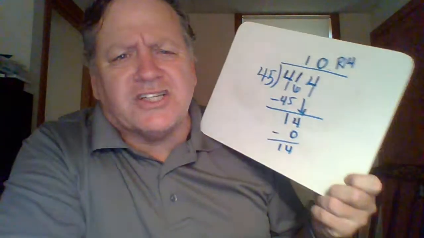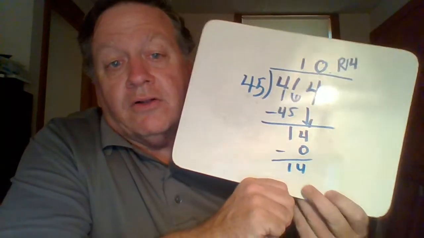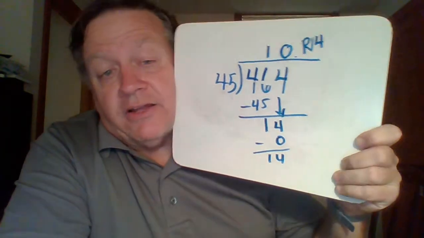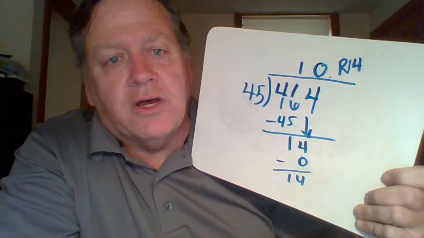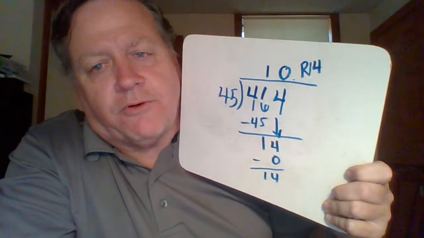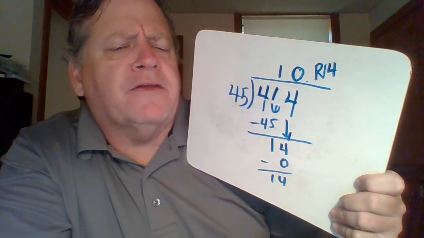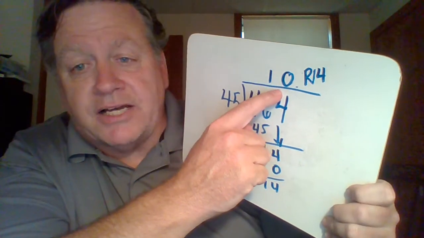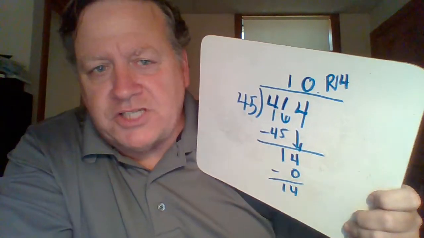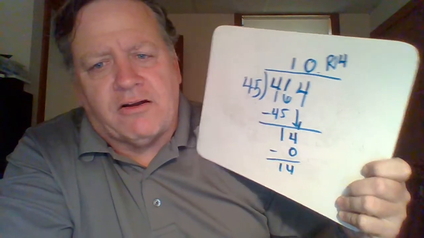But this isn't just a computation problem. This is actually a real life problem that many of your teachers have had to deal with in the past. So we have 464 kids. We can fit 45 kids per bus. The question is, how many buses do we need to order? So in this case, we have 10 buses, but what about those extra 14 kids? So in this case, we can't just say it's 10 with a remainder of 14.